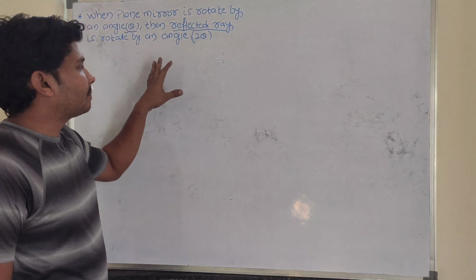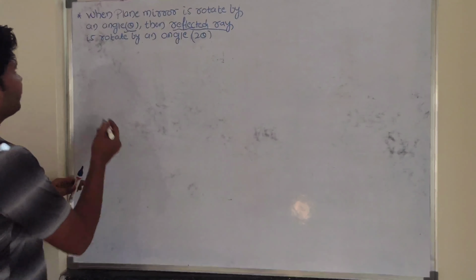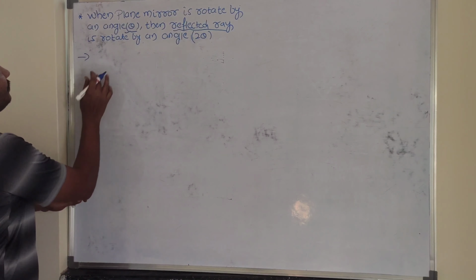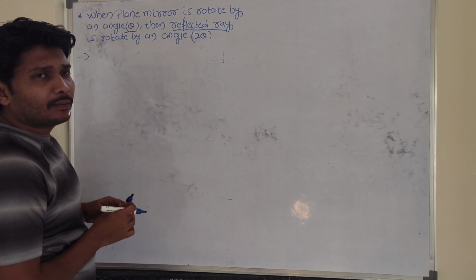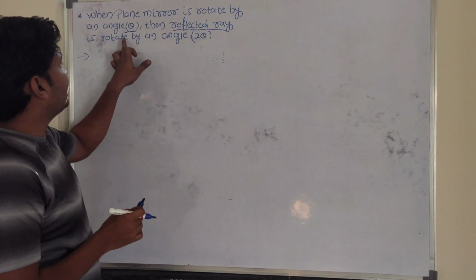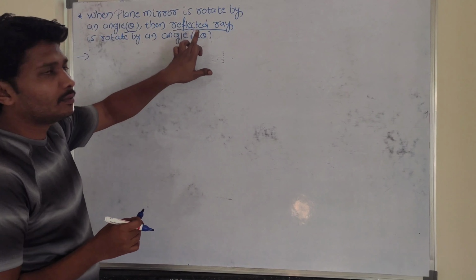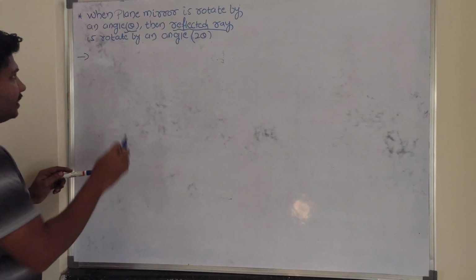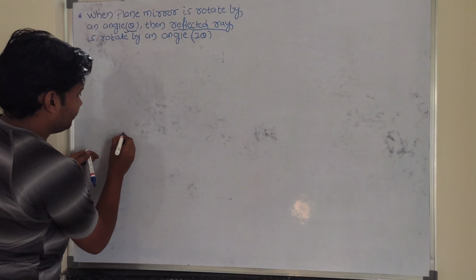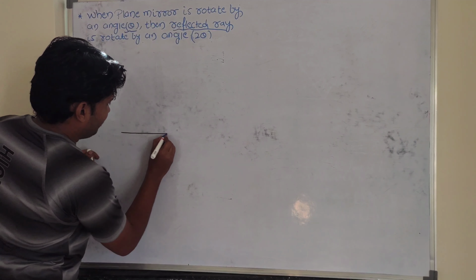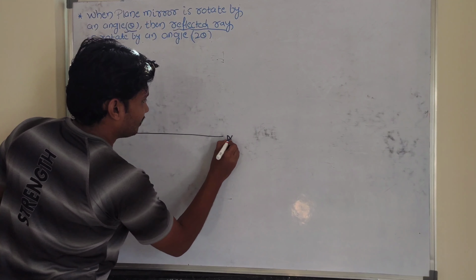Today we will discuss applications related to the reflection of light. In that case, when the plane mirror is rotated by an angle theta degree, the reflected ray is rotated by an angle of 2 theta. In order to derive this condition, let me consider one plane mirror.